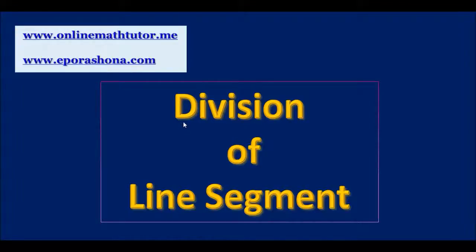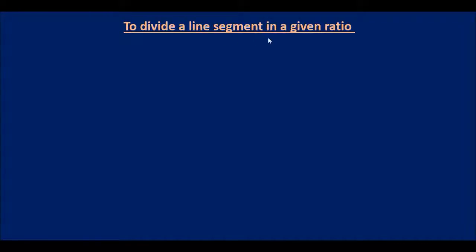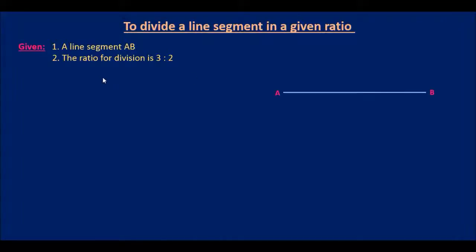Today we will be learning about the division of a line segment. So let's start. To divide a line segment in a given ratio. Given is a line segment AB. This is the line segment AB, and we have to divide this line segment in the given ratio, that is 3:2. The ratio for division is 3:2.